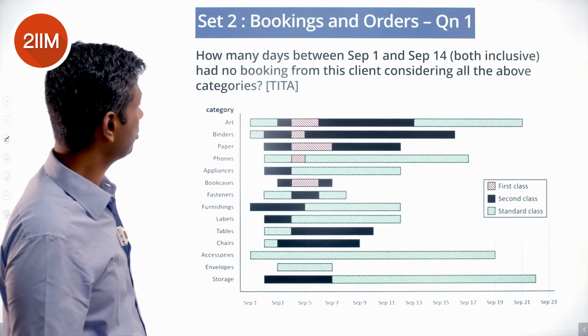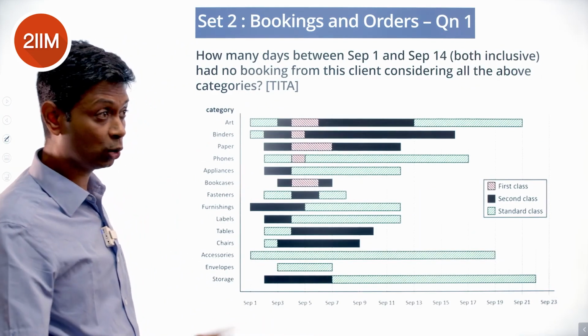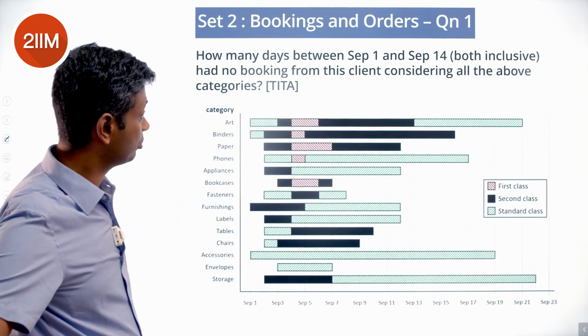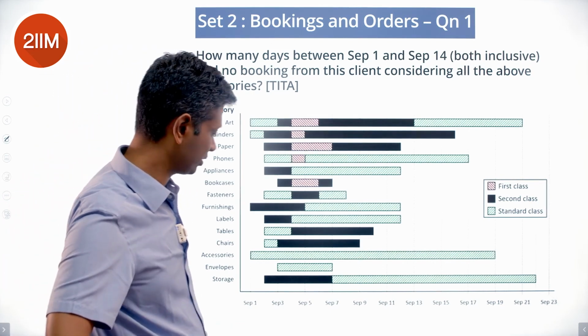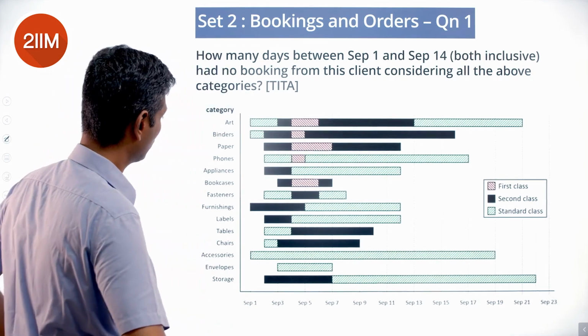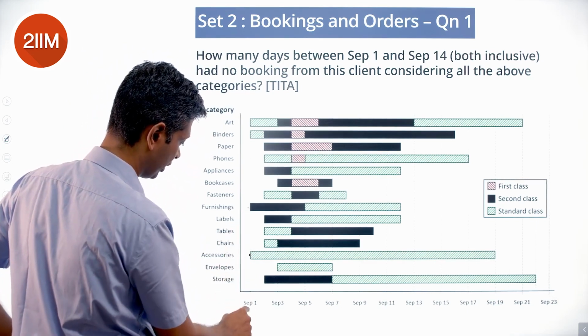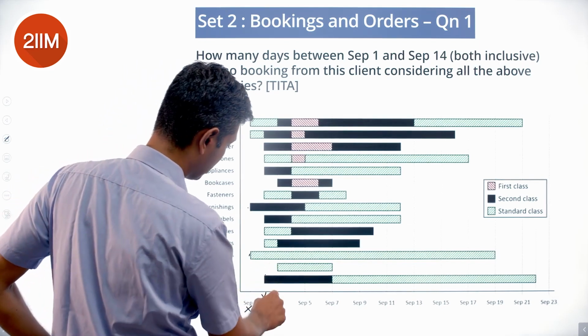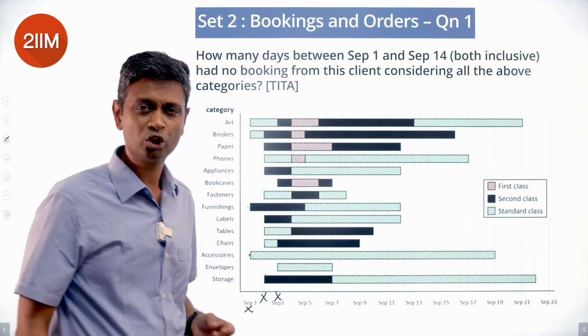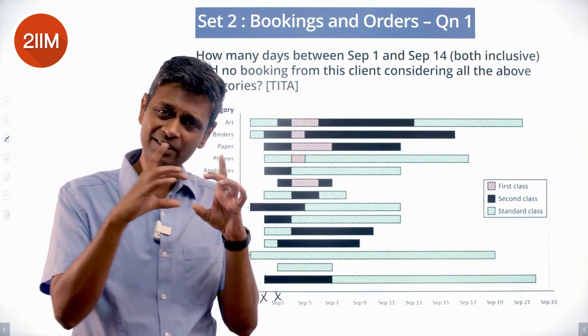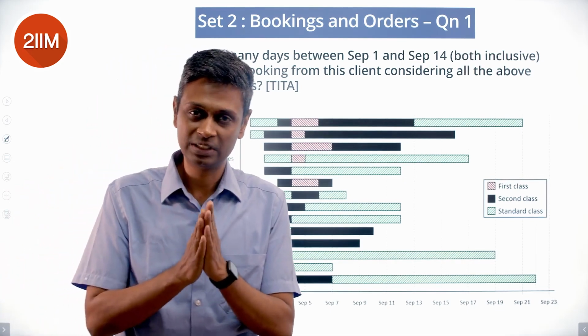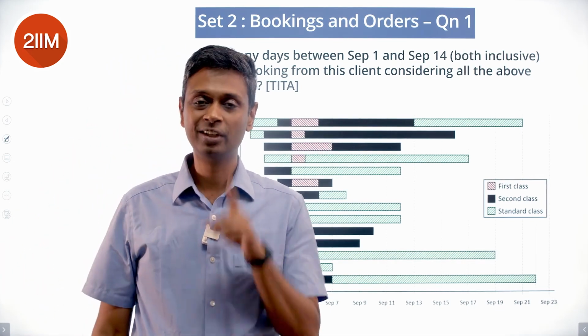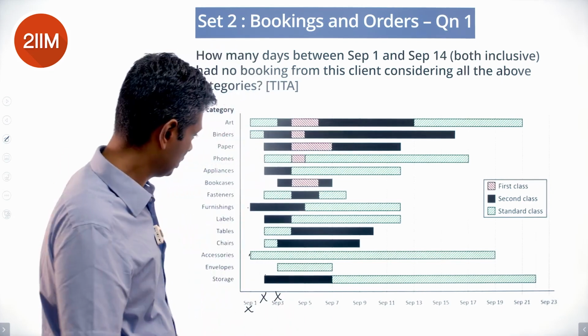How many days between September 1 and September 14, both inclusive, had no booking from this client considering all the above categories? Nice. Let's look at this. September 1 was definitely a booking. That's not the answer. September 2, there's a booking here. September 3, there's a booking here. Effectively, there should be no bar starting for a few days. The bar should not begin for a few days. Those are the days we're looking for.